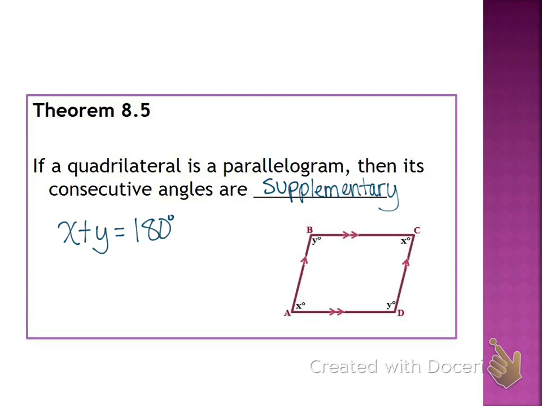Notice that it's any pair of consecutive angles. So if I were to talk about angle A, consecutive to angle A would be either B or D. So it's either pair of consecutive angles. Questions, concerns? Okay, we'll keep it moving.